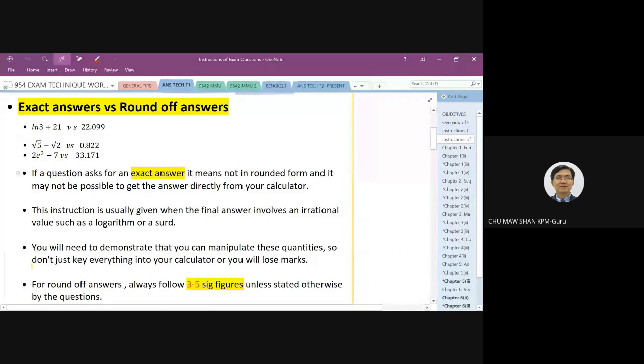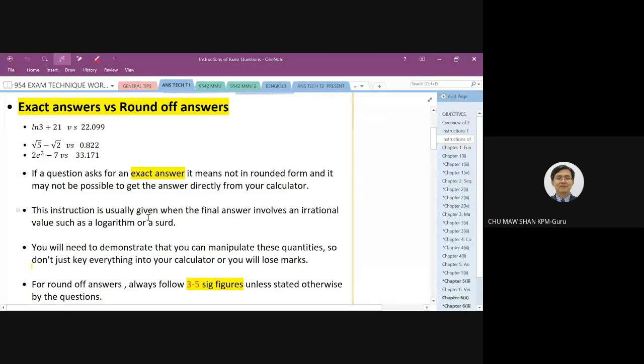Okay, if a question asks for an exact answer, it means not in rounded form. If the question asks for it, then rounded form definitely cannot be used, so you cannot get it directly from the calculator. Later you will see, when you evaluate, let's say, sine pi over 3. If you press the calculator, you get 0.866, right? That's the old calculator. But if you are using the new version, it gives root 3 over 2, right? That one you are safe.